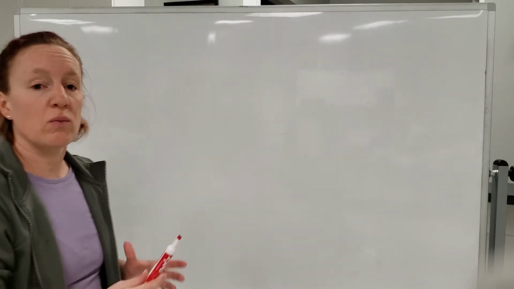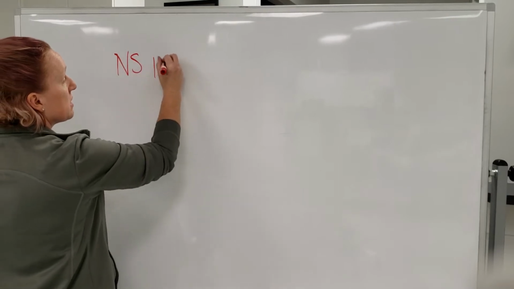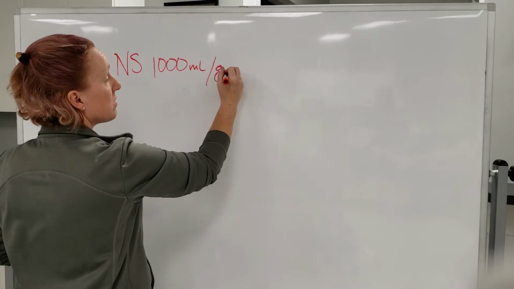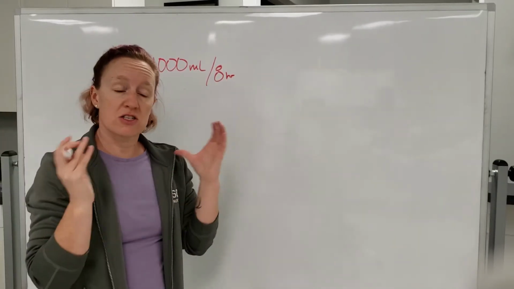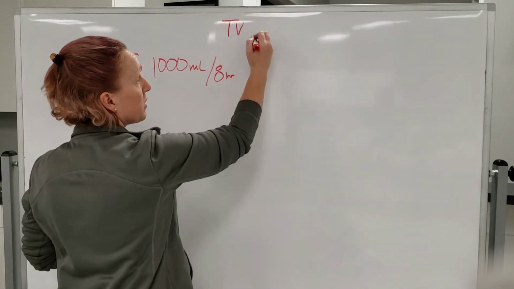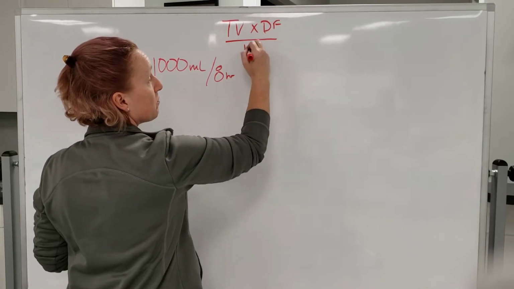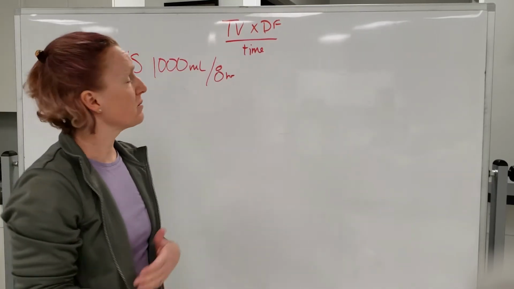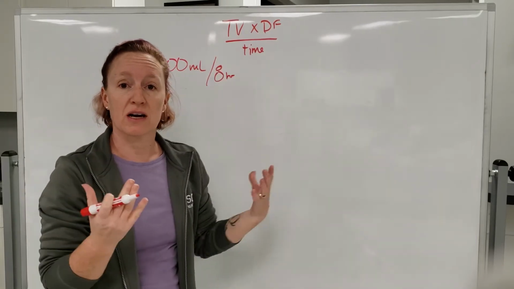So let's go with normal saline. Our doctor's order is normal saline, 1,000 mLs, so 1 liter, over 8 hours. There's a couple ways we can figure this, but what I like to use is a little trick to help me remember: total volume times drip factor over time. Someone once said that helped me: TV over time makes you deaf. And so that kind of helps you set up the setting.